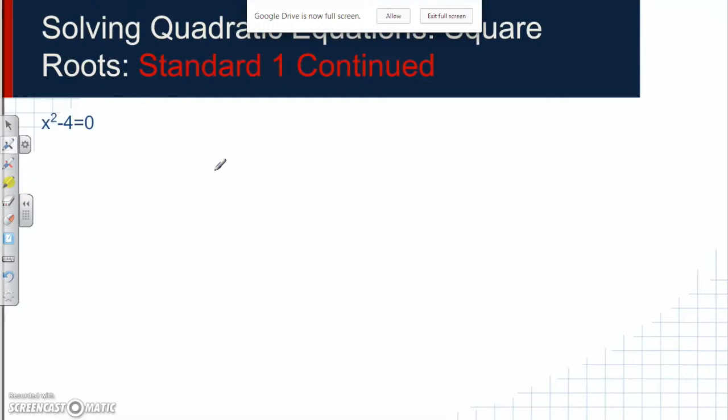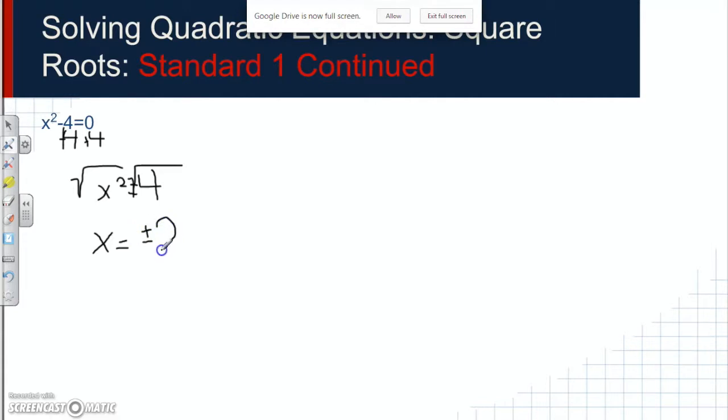Okay, now we are solving the quadratic equations by using square roots. Now all you have to do is get your constant away from your x variables. So you are adding 4 to both sides in our case, which ends up equaling x squared equals 4. Now after that, you have to get rid of the square. So you have to square root both sides, because what you want to do to one side, you have to do the other. So that ends up equaling x equals plus or minus 2.